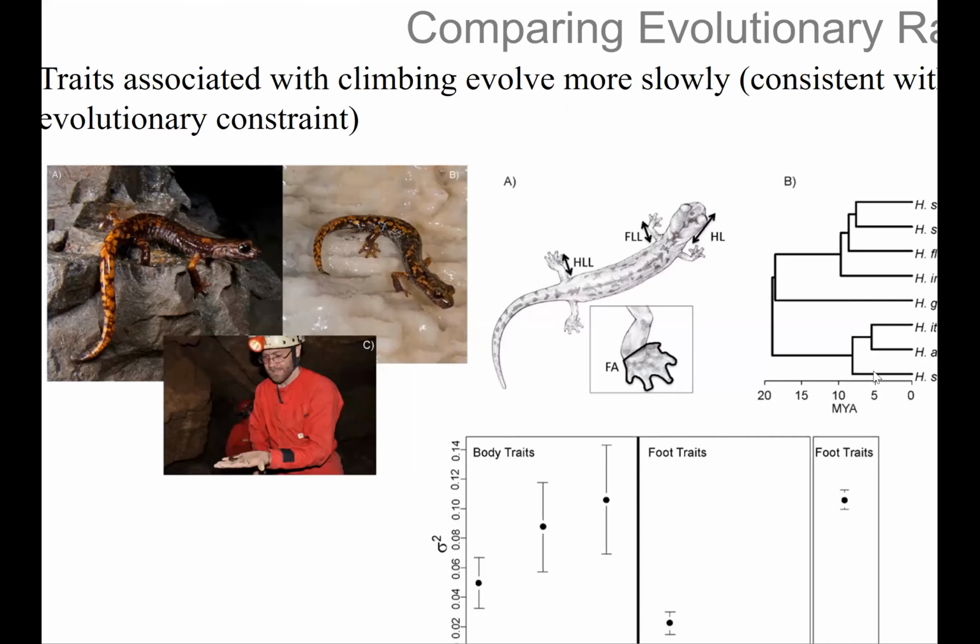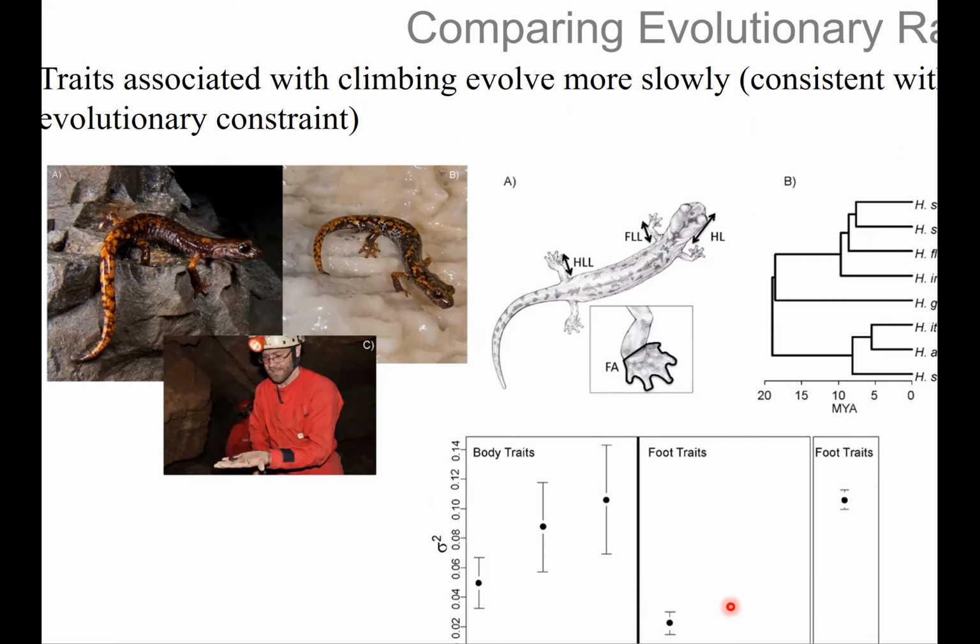Wonderful. Good. So, bottom left, rates of evolution for traits not associated with climbing are relatively high. In the middle bottom panel, foot traits are lower. And so, yes, we actually see lower rates of evolution in these foot traits in those species that are climbing.